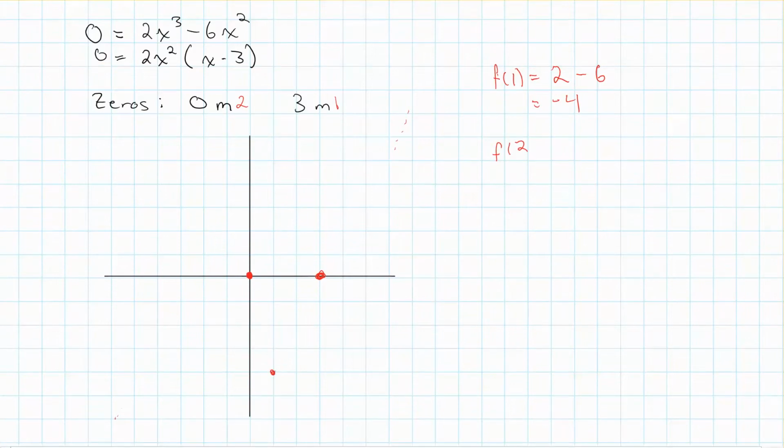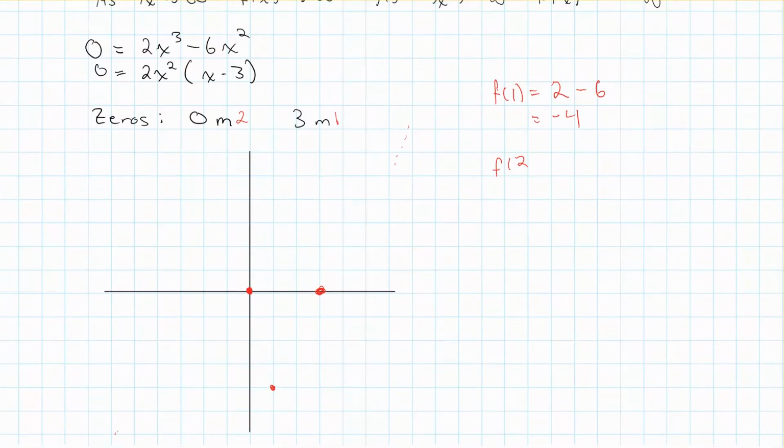So negative 4 is right there. f at 2 would then be 2 times 2 cubed minus 6 times 2 squared, which is 16 minus 24, which is negative 8, I believe. So let's double check my arithmetic.